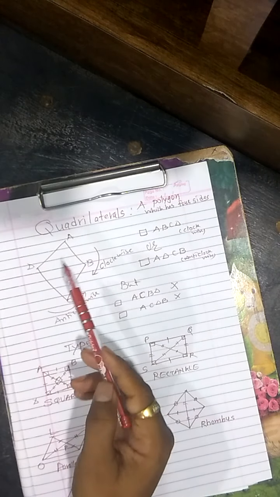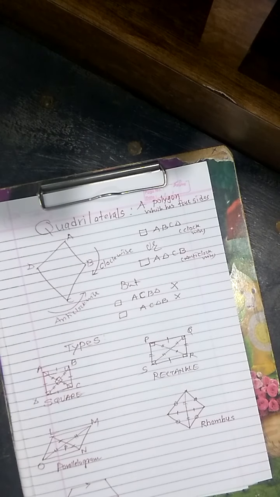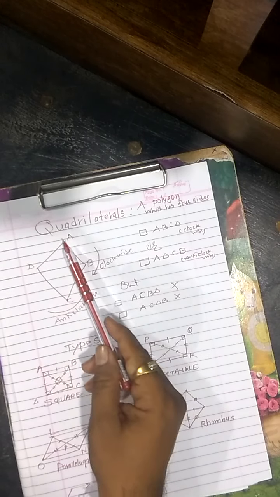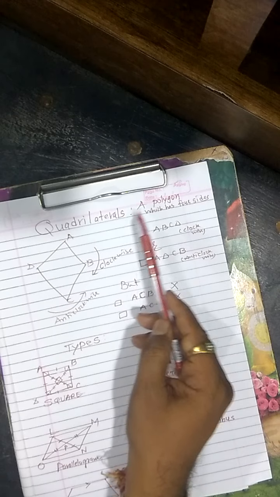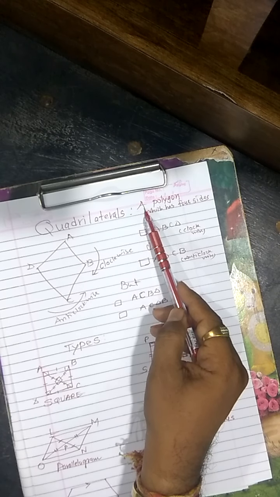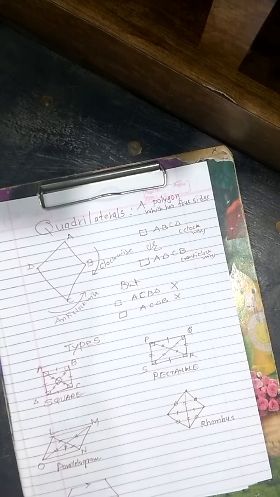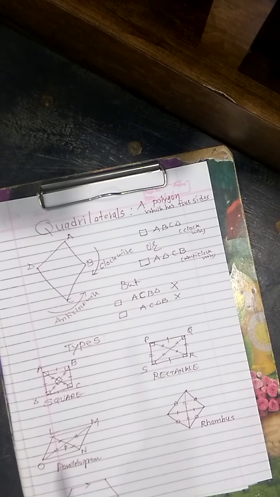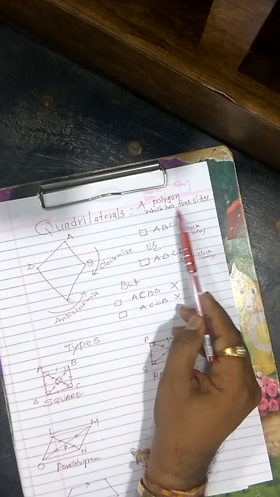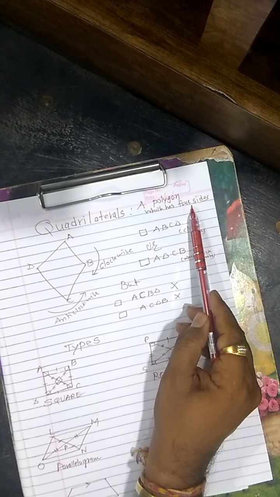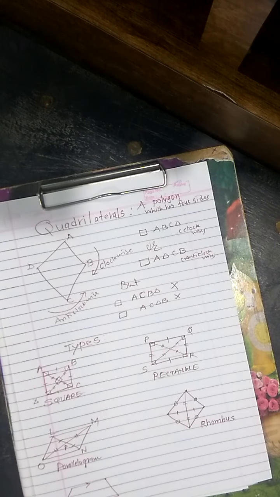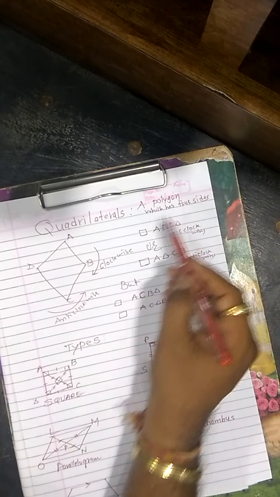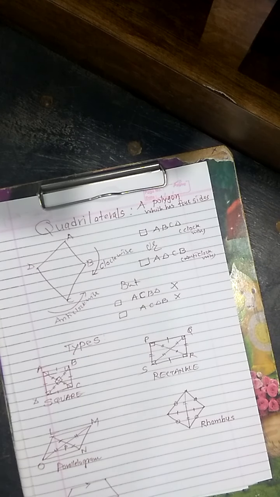Okay students, next point, quadrilateral. In the previous chapter we have seen the properties of quadrilaterals. Quadrilateral means what? A polygon. Polygon also we have seen in our previous chapters. A polygon which has how many sides? 4 sides. You see, 1, 2, 3 and 4. A polygon which has 4 sides is known as a quadrilateral.